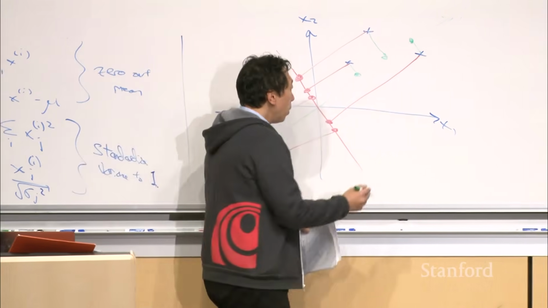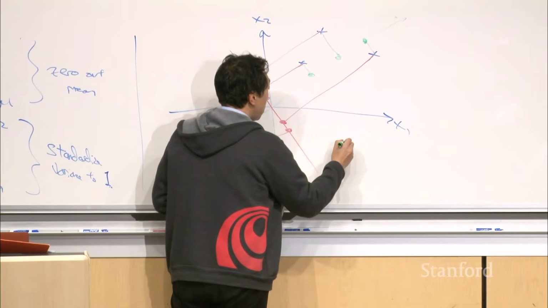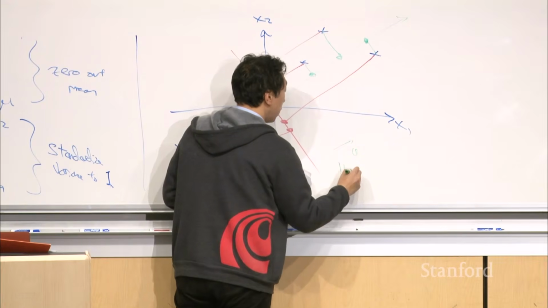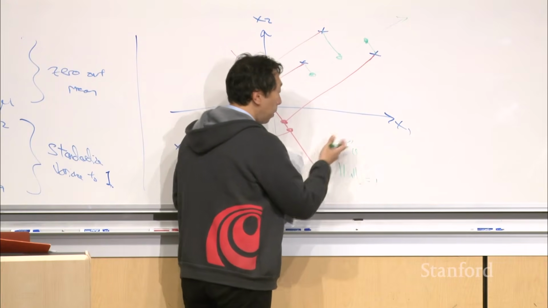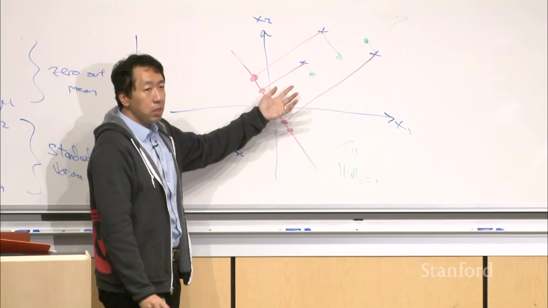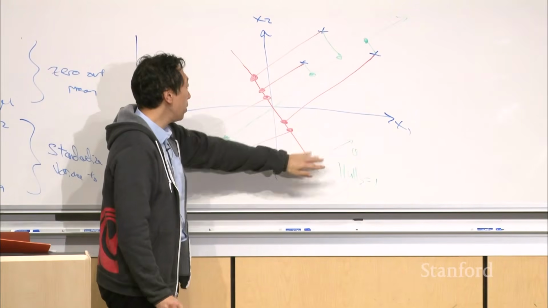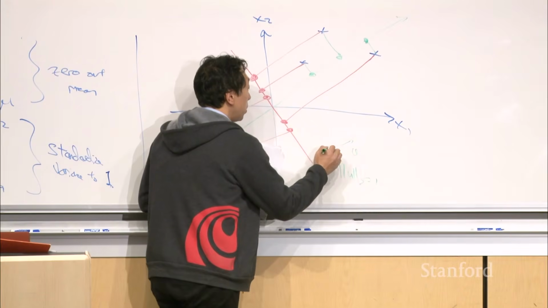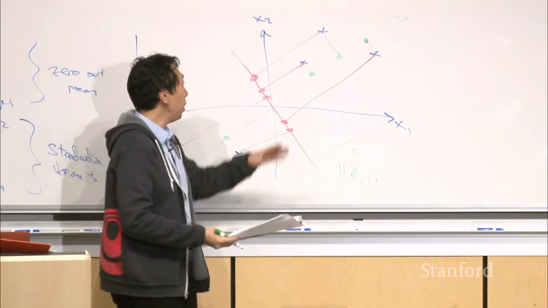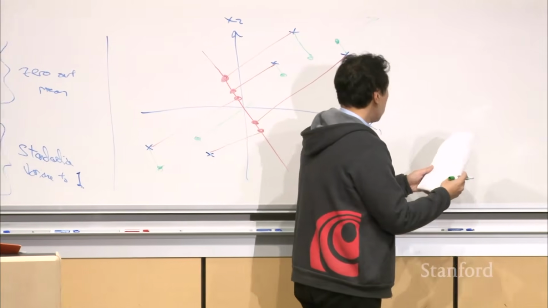So let's see. What we'd like to do is find the direction of the green line, and in particular, we'd like to find a unit vector u that points in that direction. To specify the green line, you need to specify a unit vector specifying the direction of the green line. So what we'd like to do is find the direction of u in order to specify the direction onto which you want to project the data.